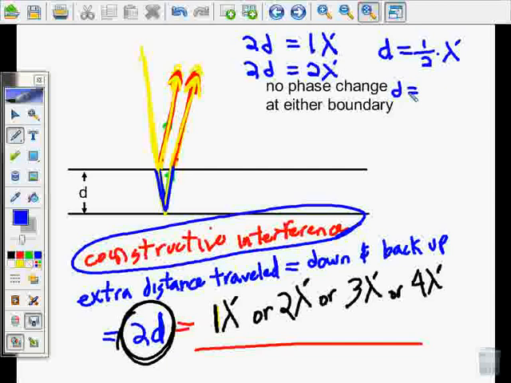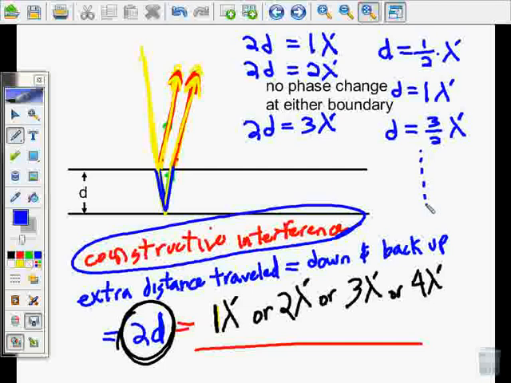Henna? Solving that for d? Or it could be 3 lambda. The extra distance could be 3 lambda. So, what could the thickness be? Austin? Yeah. Or you know what I'm going to say? I'm going to say 3/2 lambda, which is 1.5 lambda. Excellent. And we could keep playing that game.